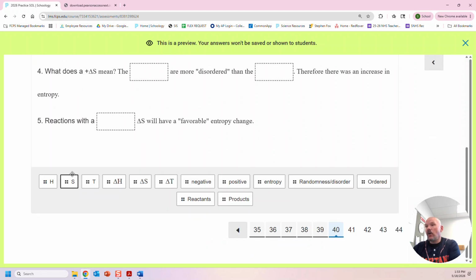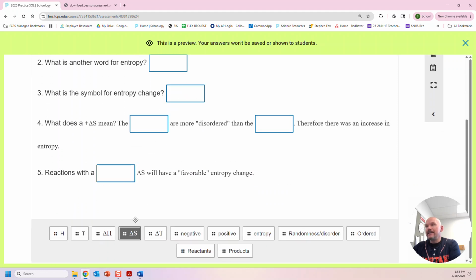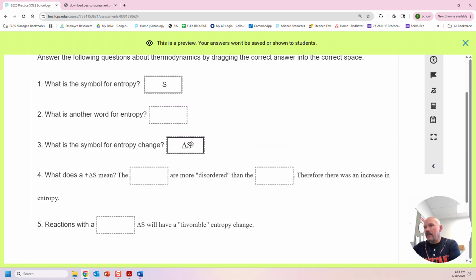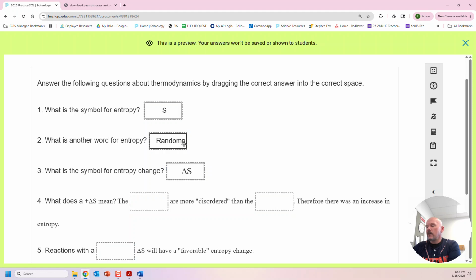Entropy gets the symbol S. So if you see delta S, that means change in entropy. So entropy is S, enthalpy is H, and enthalpy is the same thing as heat. You can think of it as heat. Now, what is entropy? It's randomness or disorder. It's how chaotic, how disordered the particles are.